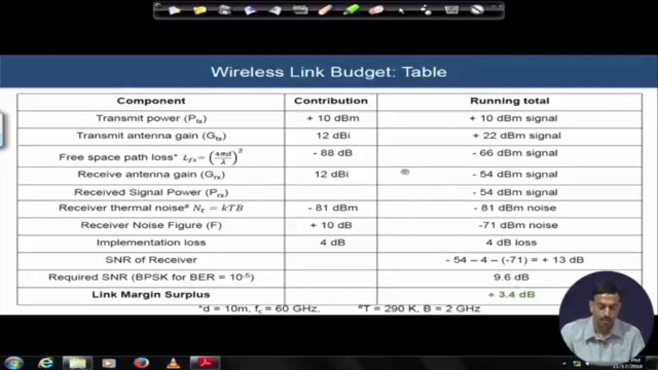Once again, I would like to point out that we are still operating at an EIRP of 22 dBm. As per the mandate, it could have been as much as 40 dBm, in which case we could have a higher link margin surplus. So this is typically what we see as the link budget for a high speed short range communication system.